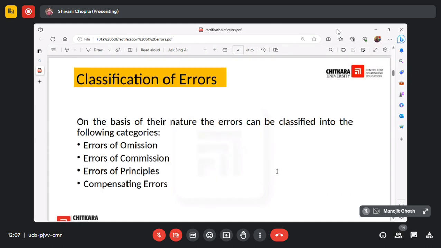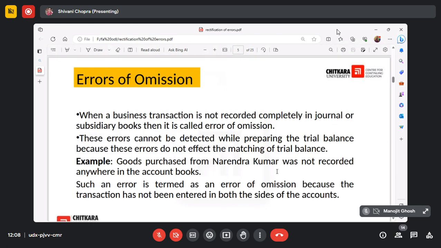Well, the classification of errors: what are the different types of errors that we need to rectify? The errors can be classified into 4 different categories. One is error of omission, error of commission, error of principle, and compensating errors. What do we mean by error of omission? You missed something, that is error of omission.